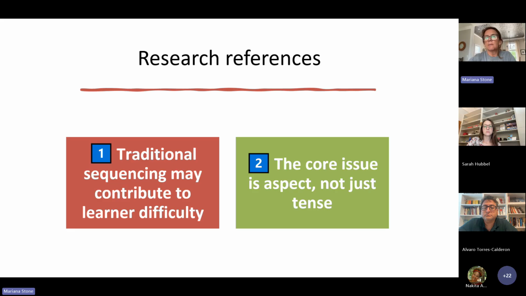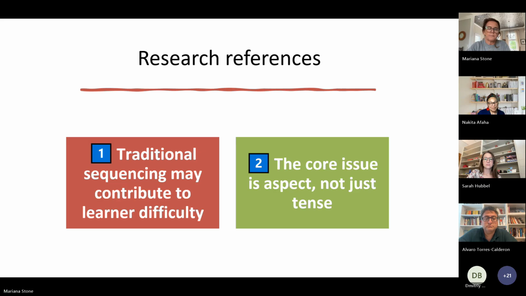Does that make sense? Or am I speaking too fast? Nope, that's good. Okay. Alvaro and Sara, I don't know if you want to add anything.